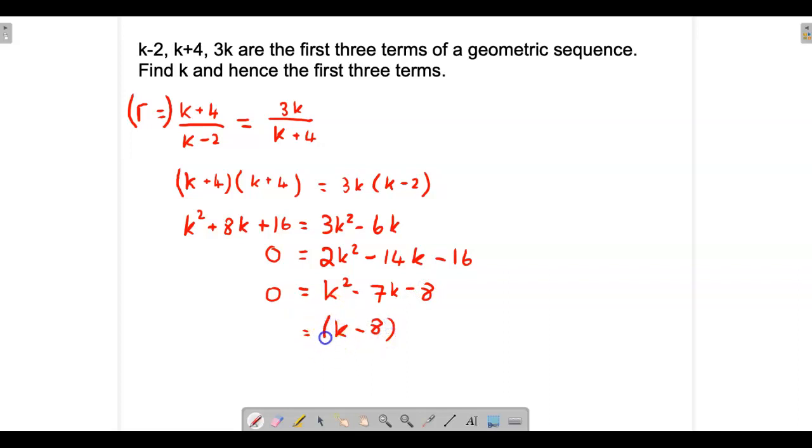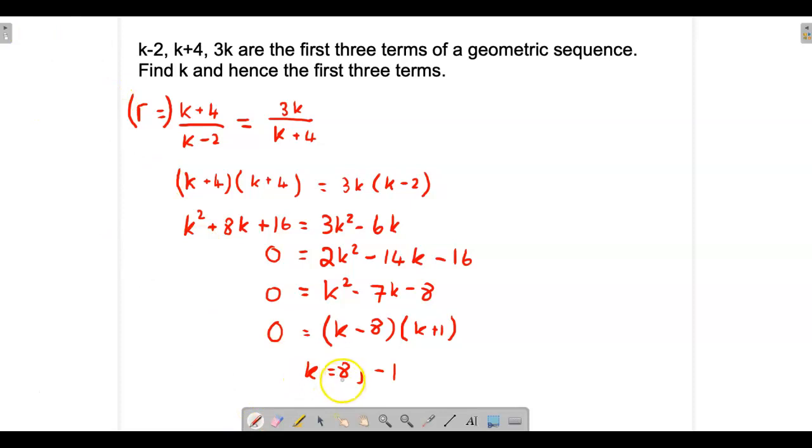Now you could just pause this and double check and make sure that I'm correct here, but I think this factorizes like this, and that means that k is 8 or minus 1. Now it's perfectly possible that I can have two different sequences depending on the k value, so we're going to double check. So let's use a different color here.